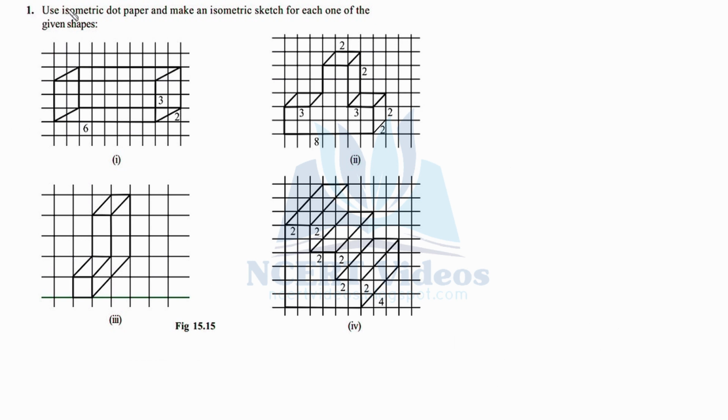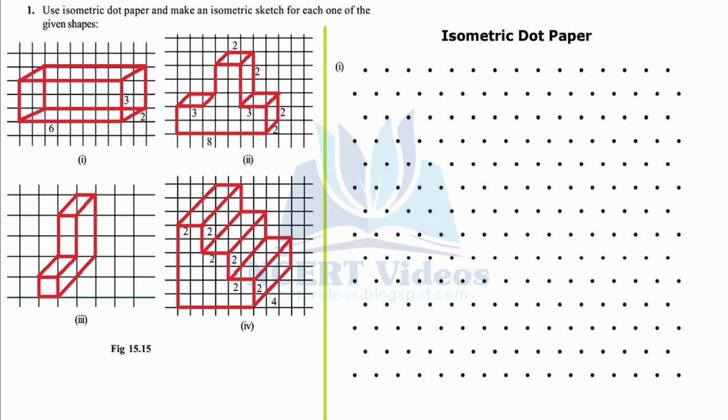Question number 1. Use isometric dot paper and make an isometric sketch for each one of the given shapes. We have parts 1 to 4 and we have to draw them in isometric sketches using isometric dot paper. So first part, let's take this cuboid's length. It is 6 units. We are not given the actual measurement of units, that is centimeters or meters. So we will take 7 points. When we join them, they make 6 units. That is basic. Now let's draw its depth, that is 2 units.